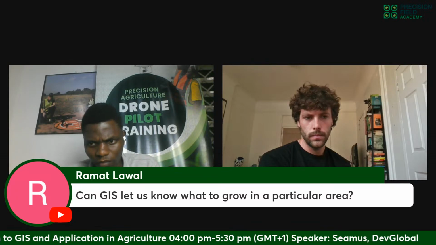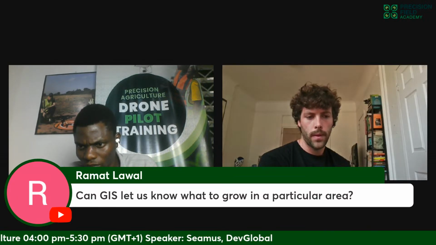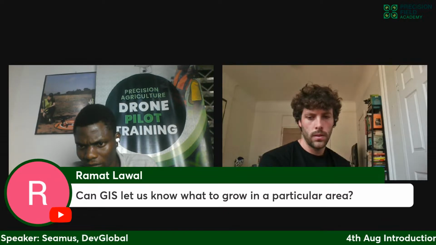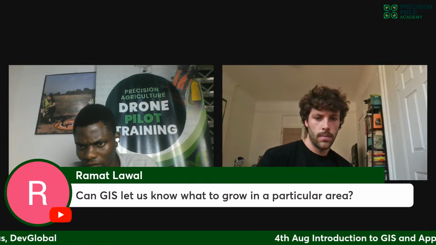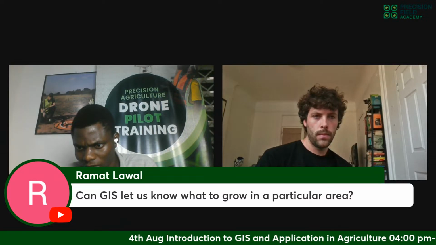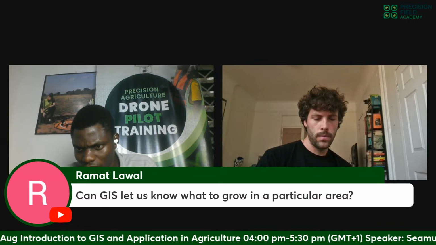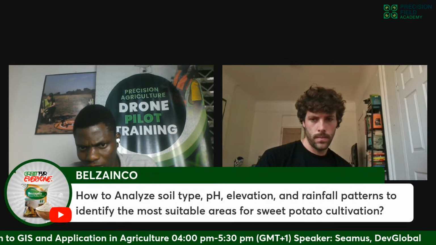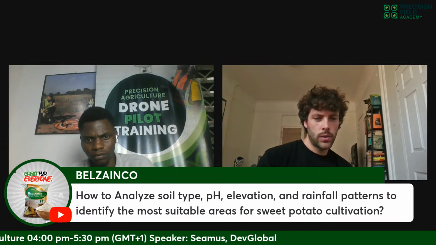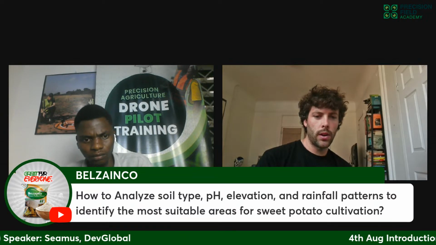Okay. So I'm going to be taking the last question now. Set out and analyze pH for cultivation. Is it possible? There are a lot of questions, but I'm just trying to identify the most suitable area. How do we analyze pH? Okay. How to analyze soil type, pH, elevation, and rainfall patterns to identify the most suitable areas for sweet potato cultivation.